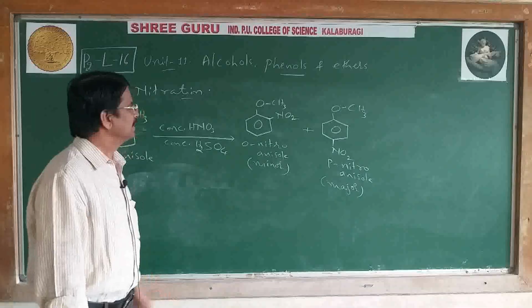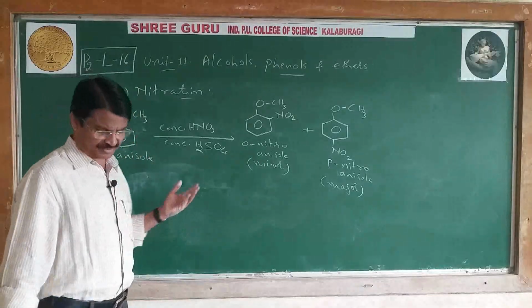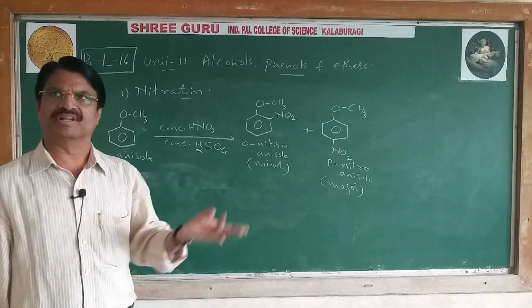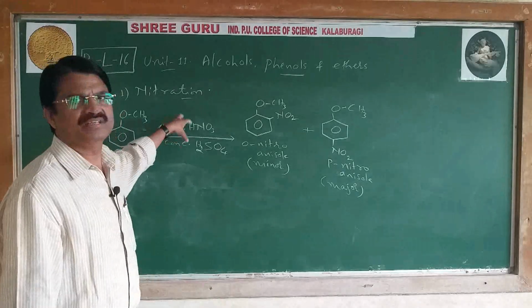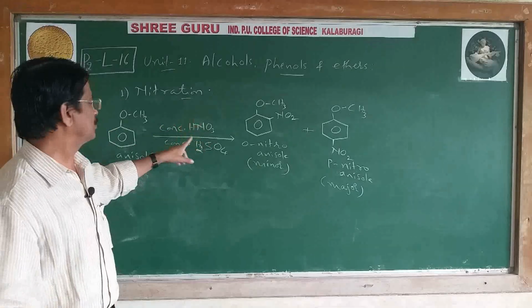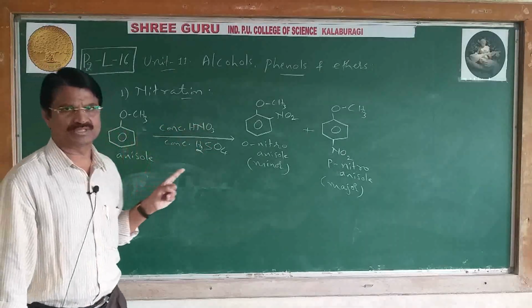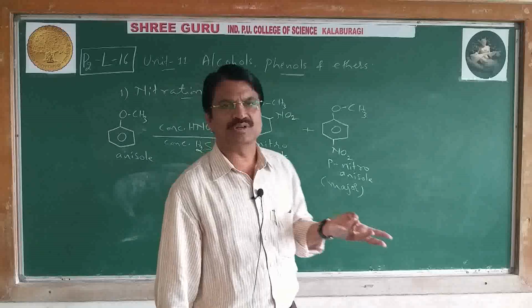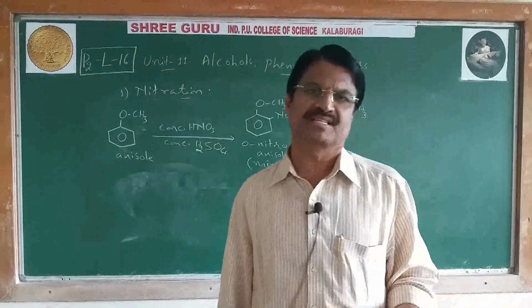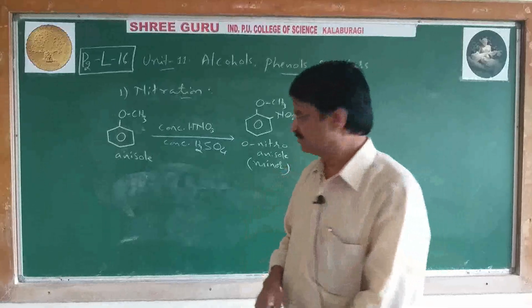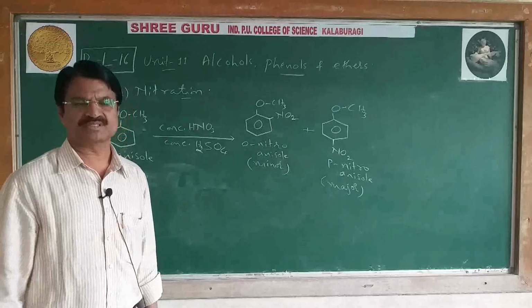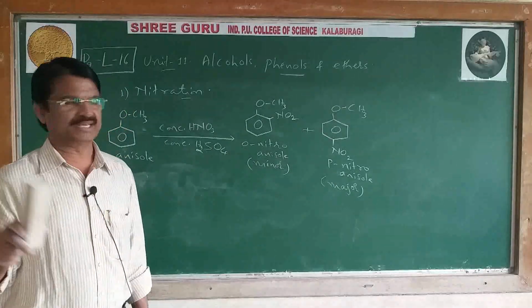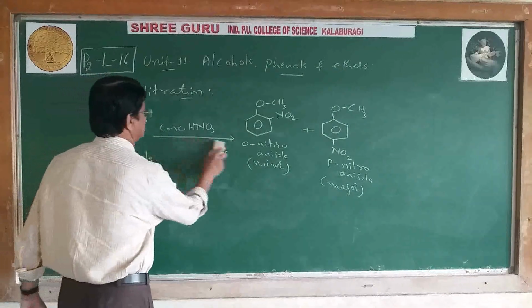Now, the same type we can study in the case of bromination, Friedel-Crafts reaction and sulfonation. Only you have to change the reagent. In nitration, remember, the nitrating mixture is used, which is a mixture of concentrated nitric acid and concentrated sulfuric acid in the ratio of 1:1, and that produces the electrophile NO2 plus, called the nitronium ion. Next.